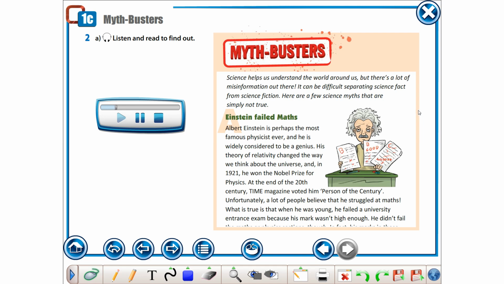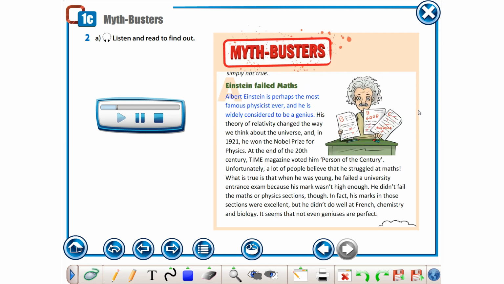Einstein failed maths. Albert Einstein is perhaps the most famous physicist ever, and he is widely considered to be a genius. His theory of relativity changed the way we think about the universe, and in 1921, he won the Nobel Prize for Physics. At the end of the 20th century, Time magazine voted him Person of the Century.